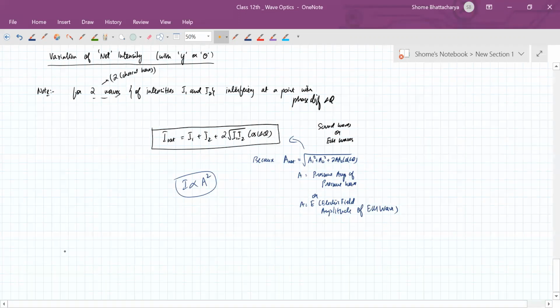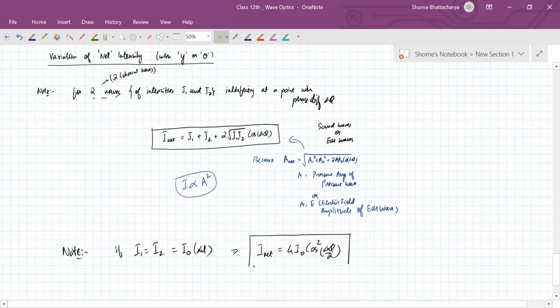Now in this, one more important special case is that if I1 is equal to I2, let's say I naught, that is the two interfering waves are of identical intensity, then we can reduce the formula for the net intensity to be 4 I naught cos square delta phi by 2, using that formula that 1 plus cos delta phi is 2 cos square delta phi by 2. Making use of this formula, it becomes like this.